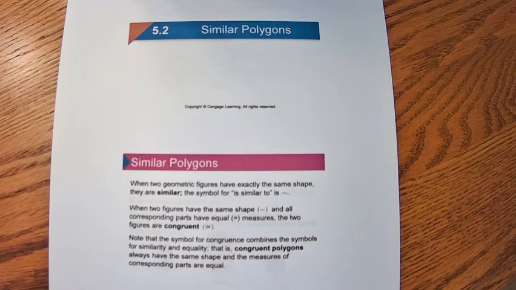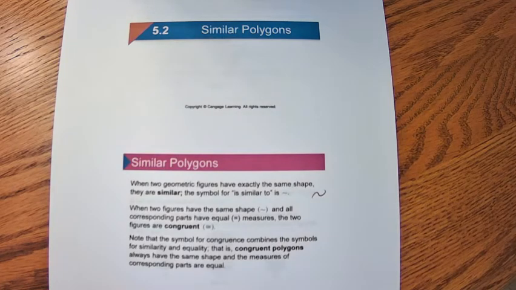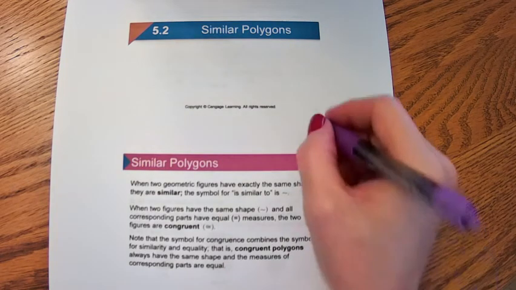Section 5.2 introduces the concept of similarity, and it's really the introduction so that we can get ready to see that polygons are similar, triangles are similar. And the word similar is represented with the tilde symbol, and it means same shape.